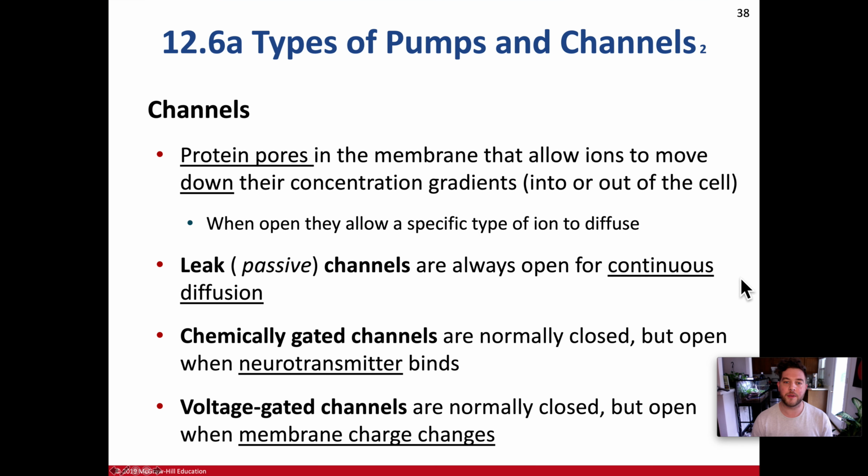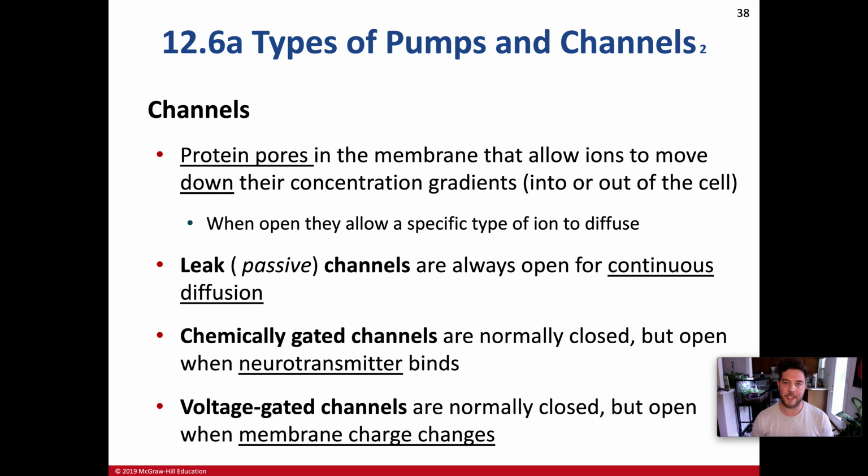Channels are protein pores in the membrane that allow ions to move down their concentration gradients. That could either be into the cell or out of the cell. We'll see that with sodium and potassium, they're moving in different directions through these channels. When they are open, they allow a specific type of ion to diffuse. So you're going to have a sodium channel, a potassium channel, and a chloride channel. They won't be moving through these channels just at will.